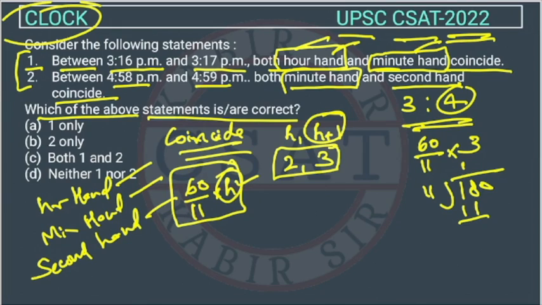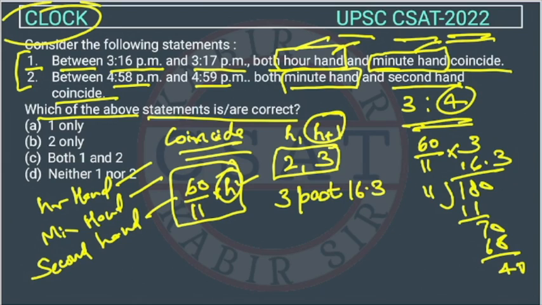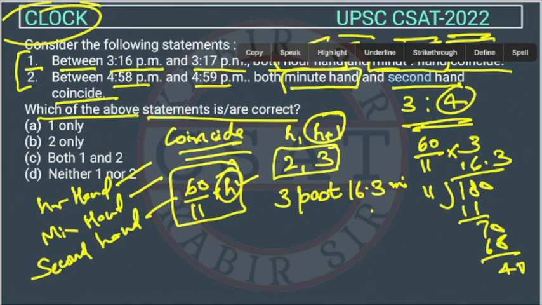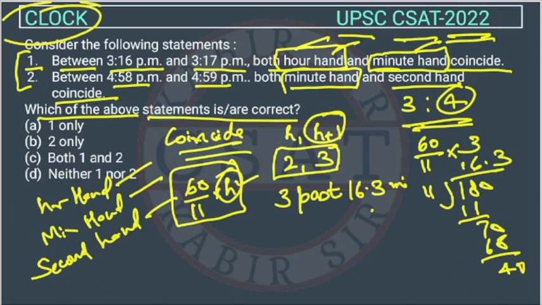Now we will get 8 minus 1 is 7, then it will go 6 times, so 66. We will get 4, right? Okay, then point, then 0, and so they will coincide at 3 past, and this is 16 and 4 by 11 minutes, right? So they are meeting between 16 and 17 minutes past 3, because point 3 is there, right? So this statement is correct. Okay, so we have found it out, right?